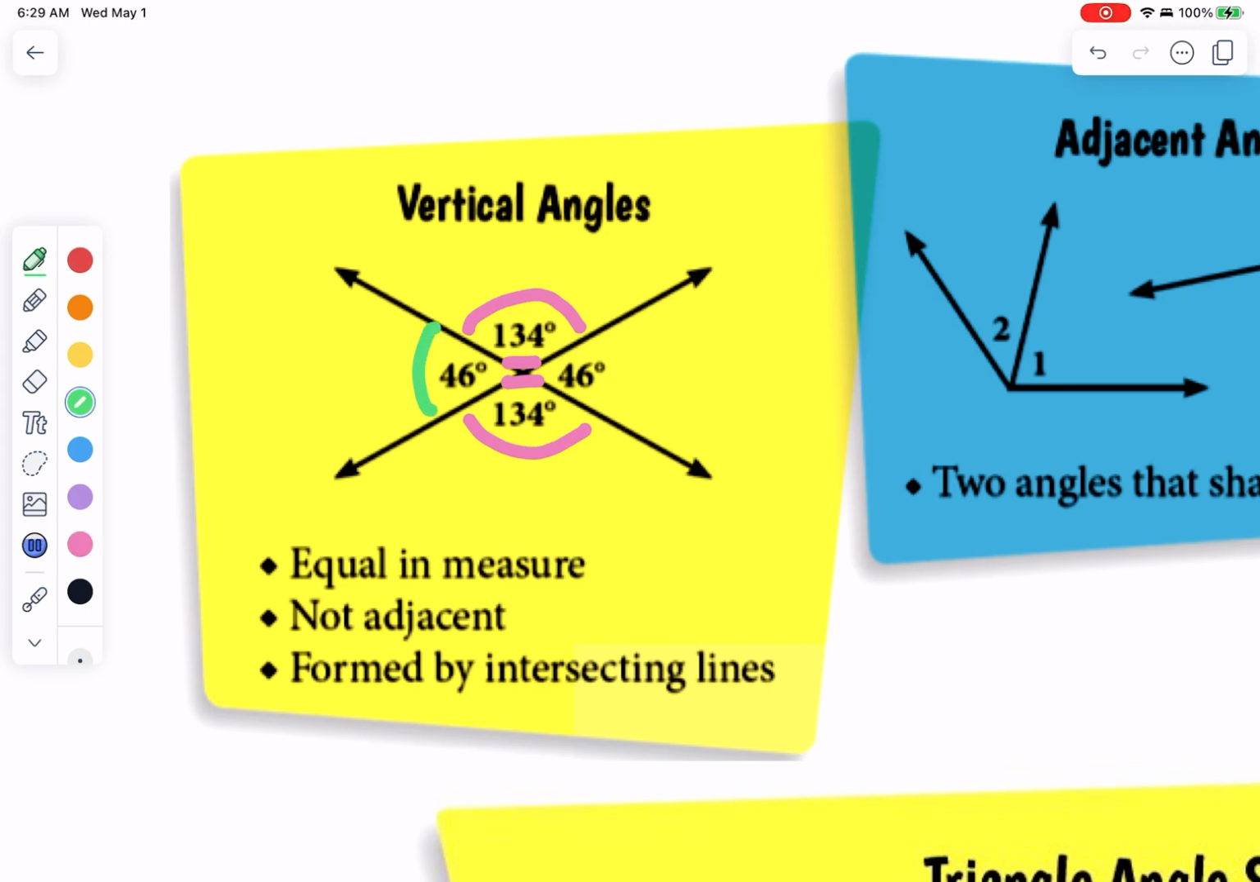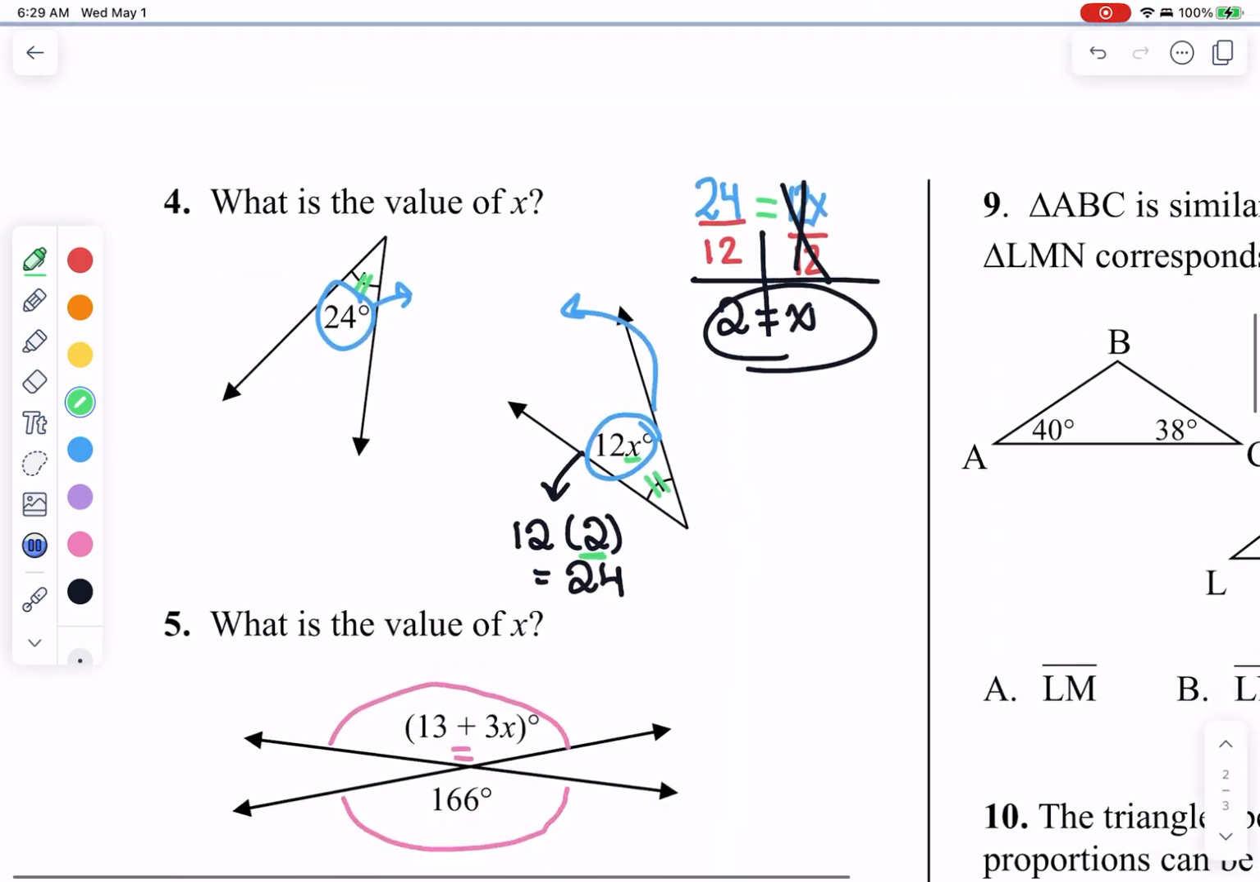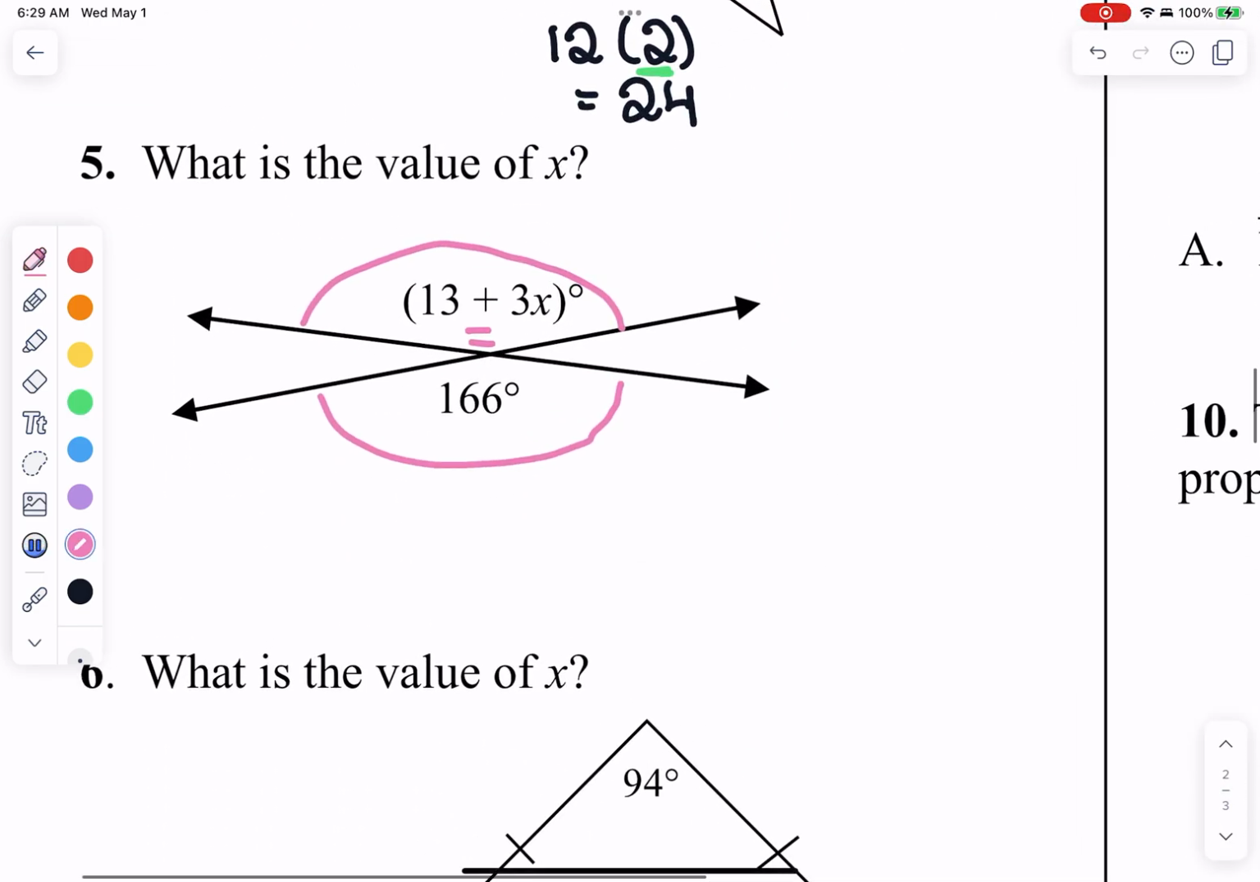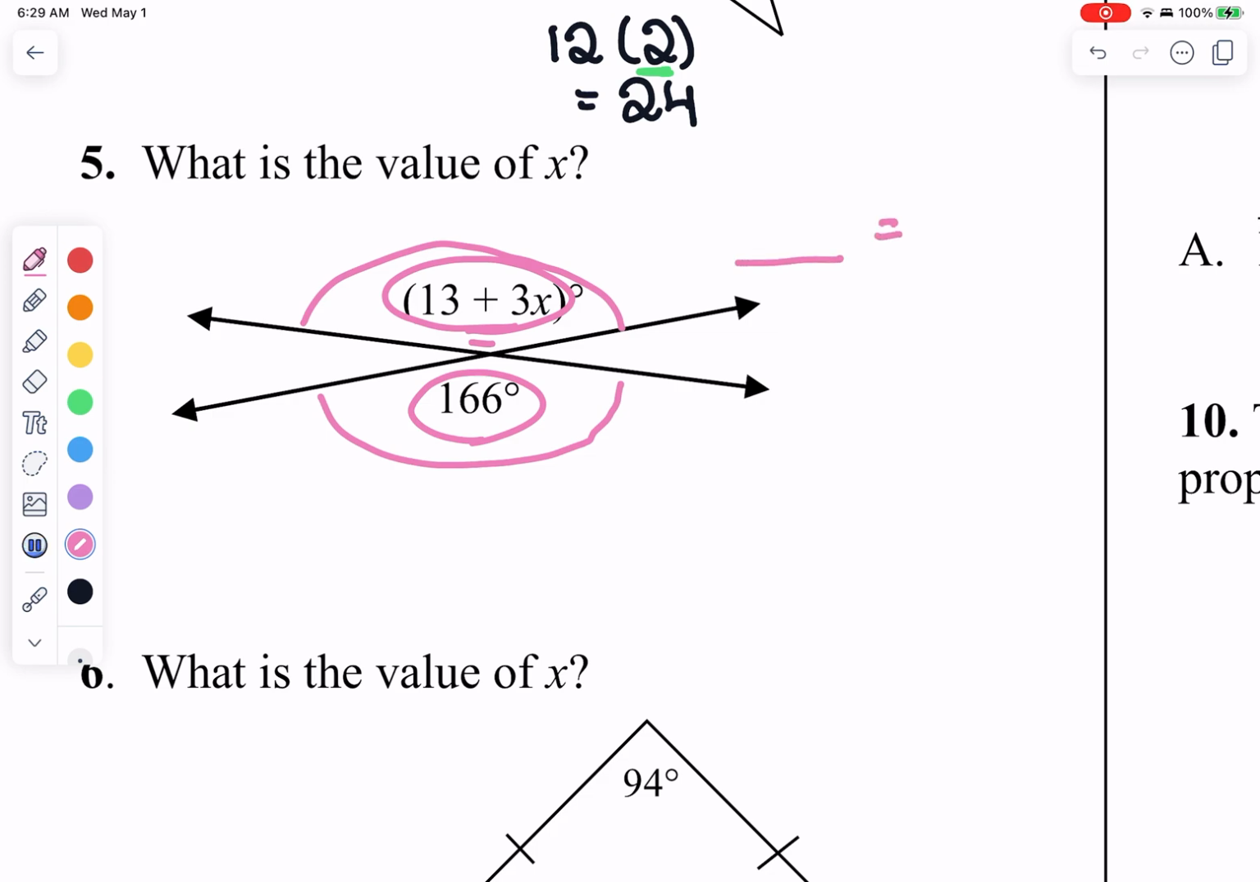So 134 is equal to 134. I also see my ops on this side, 46 and 46. They are equal to each other. So when I see these opposite angles, I'm going to set them equal to each other. 13 plus 3x. I'm going to set that equal to 166. Let's do that off to the side. 13 plus 3x is equal to 166.